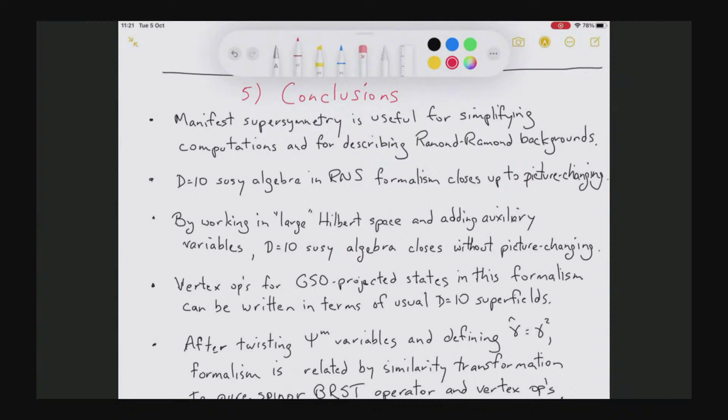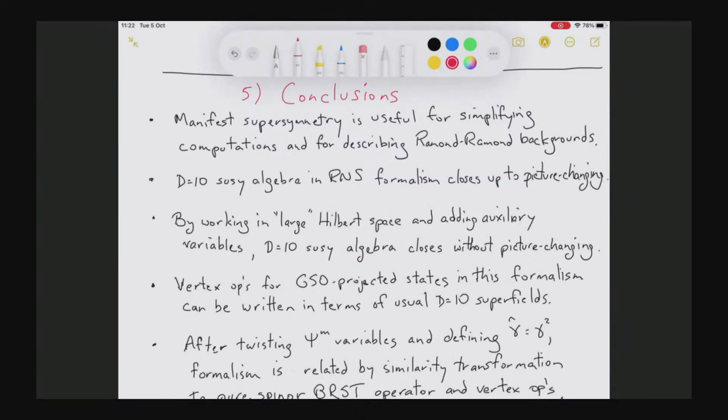Manifest spacetime supersymmetry is, of course, useful for simplifying computations and it seems to be necessary for describing Ramond-Ramond backgrounds. In the RNS formalism, the algebra closes only up to picture changing. But as I showed by working in the large Hilbert space and adding auxiliary variables, you can get the supersymmetry algebra to close without picture changing. So this is not surprising in the sense that we do this all the time if we're working with field theories.